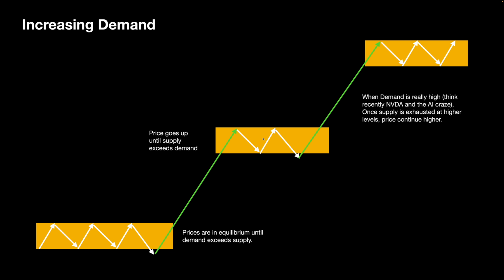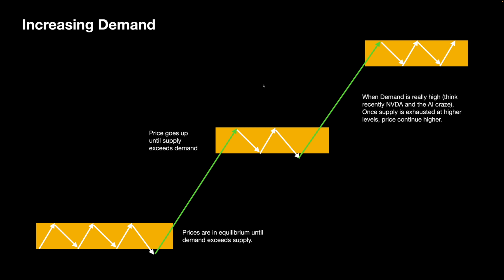Price goes up, supply exceeds demand, and you reach another equilibrium point, and then eventually people are still in a rage. They keep buying and buying, and when demand is really high, think about Nvidia and the AI craze recently. Once that supply is exhausted at higher levels, this could be people selling and taking profit, those could be the sellers that are the suppliers of shares. And then maybe there's enough profit taking, and people just continue wanting to buy it, and it goes up to the next level.